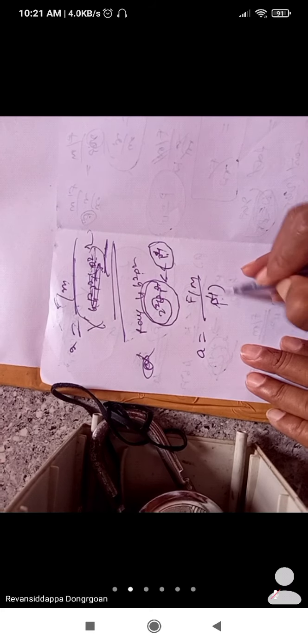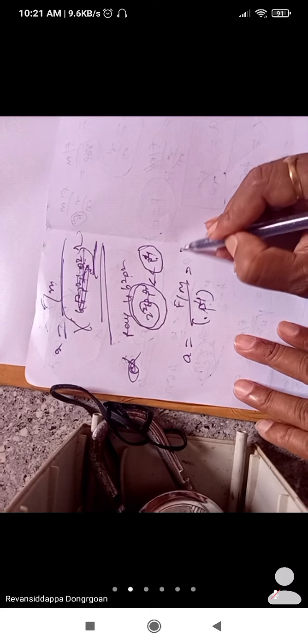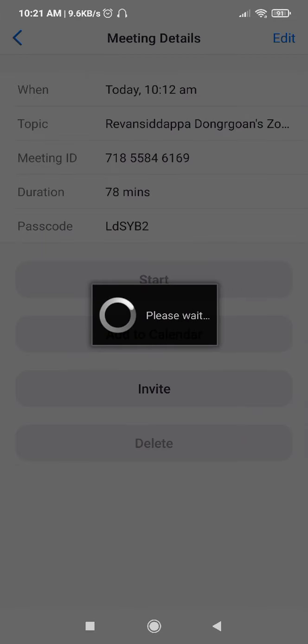So we write F by m divided by p to the power of 4 under the square root.